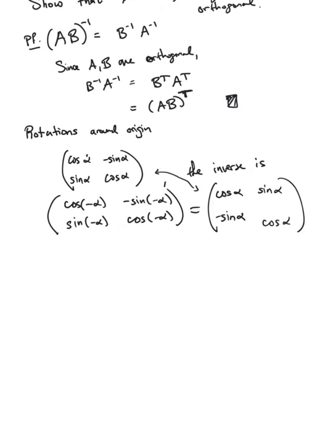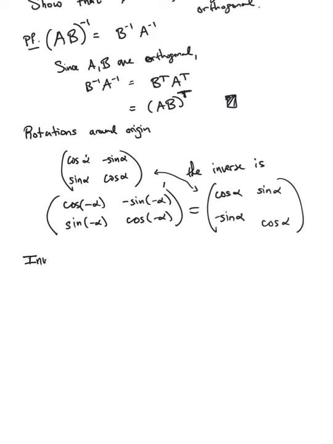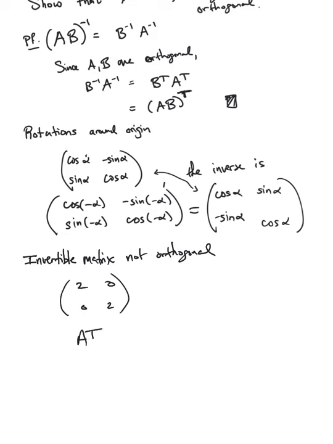Finally, for an invertible matrix that is not orthogonal, okay, I'll just use my example from last time since that's perfectly good. Okay, so this is A, and A transpose is equal to A. On the other hand, A inverse is equal to this matrix, so A transpose is not equal to A inverse. Okay, so that is that.